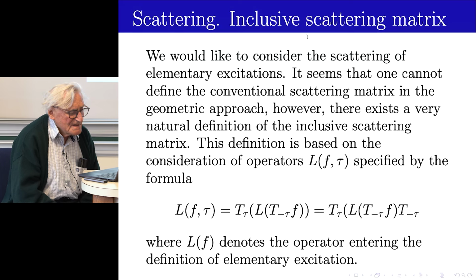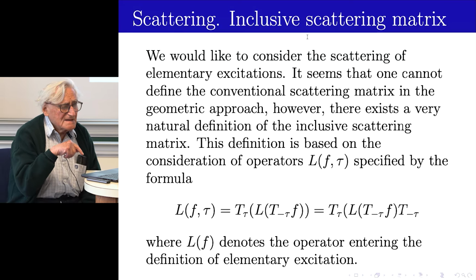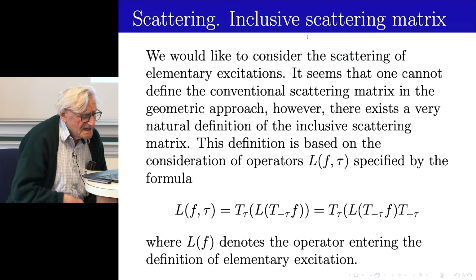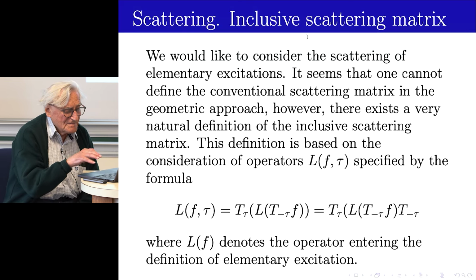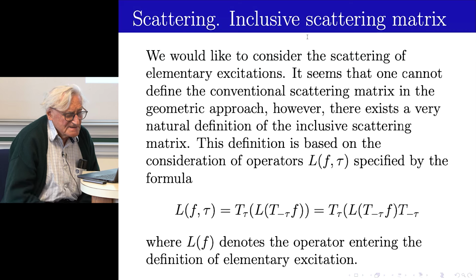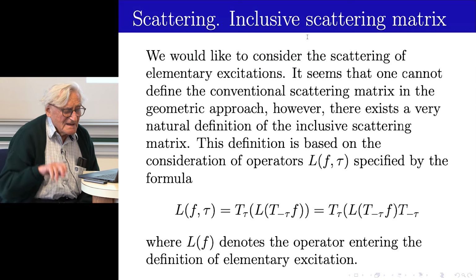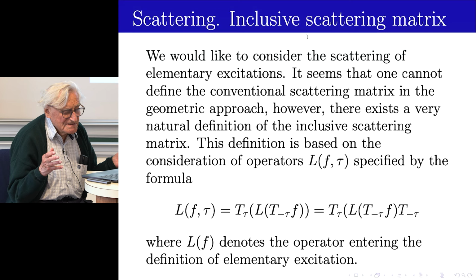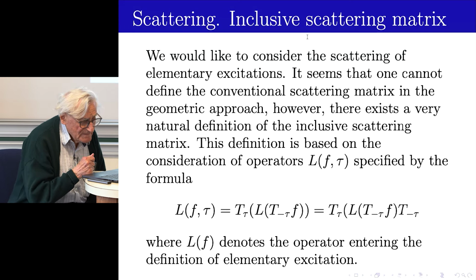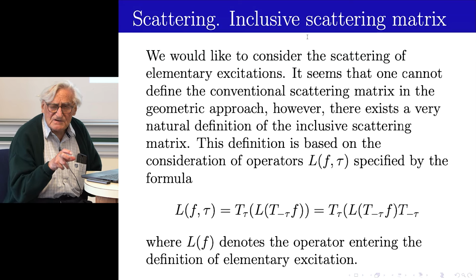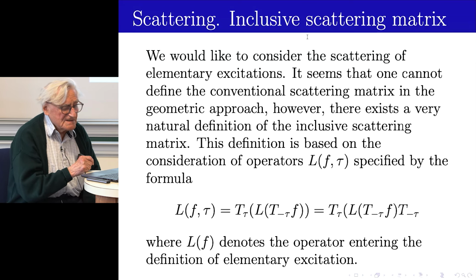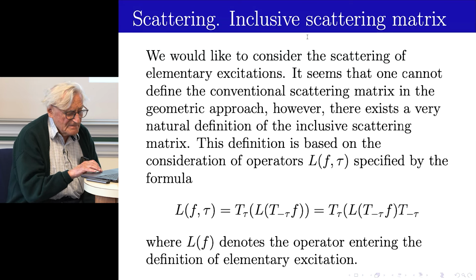So I have these operators L that generate my states, my elementary excitations from omega. I'm shifting this argument by some time. And after that, I am using the time translation conjugation, this operator of time translation, when acting on operators. So I have some operators L of F tau, defined by the formula on this slide.